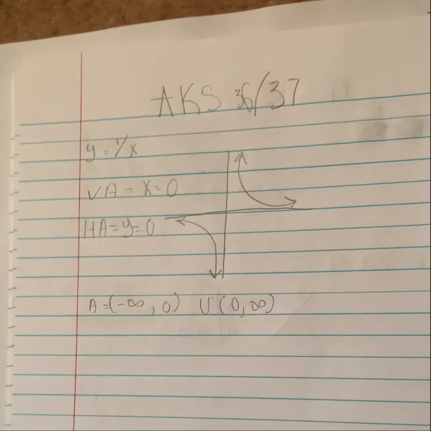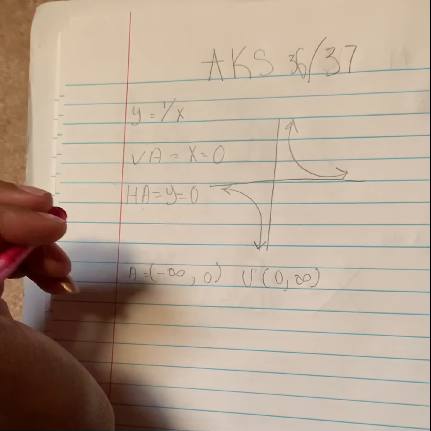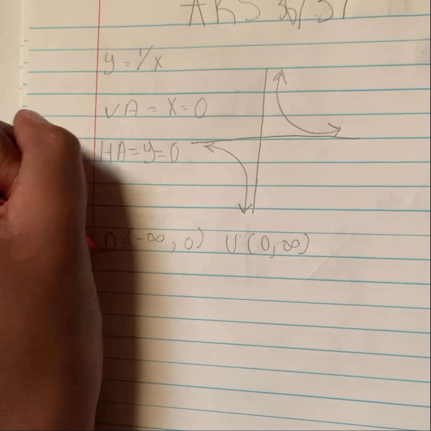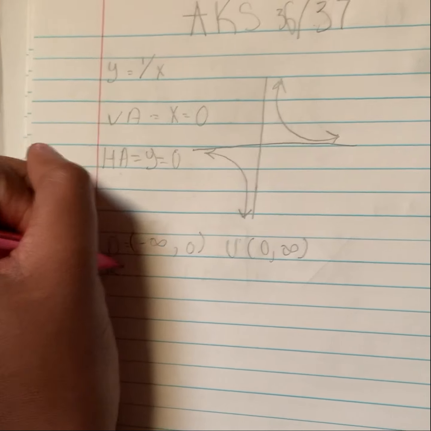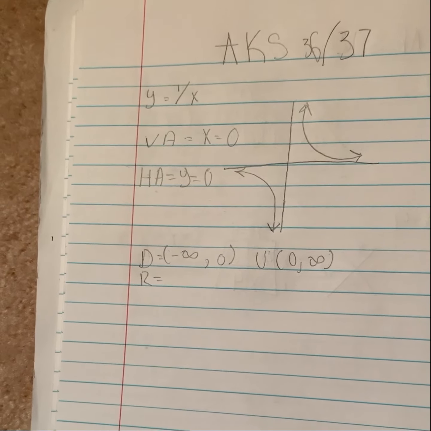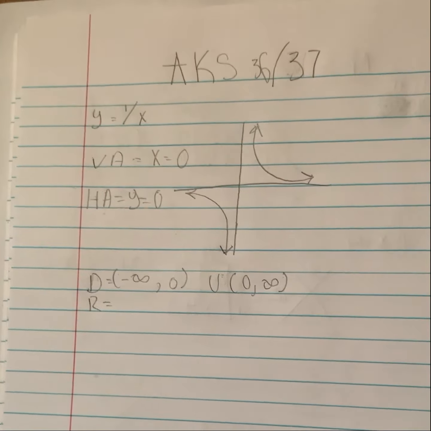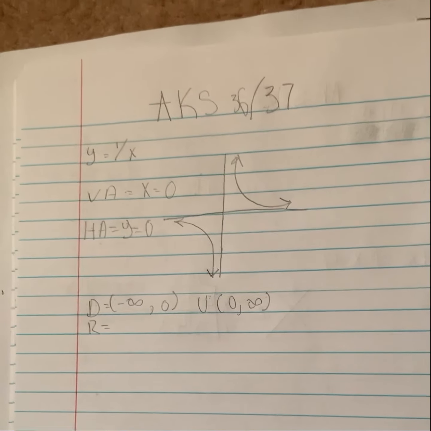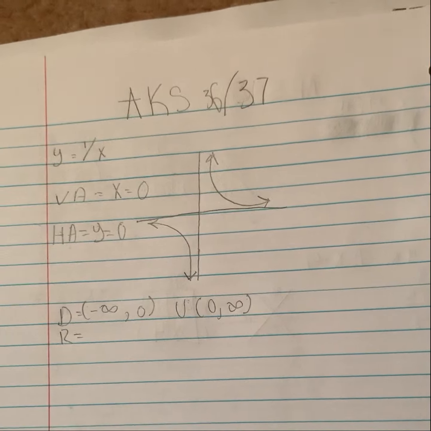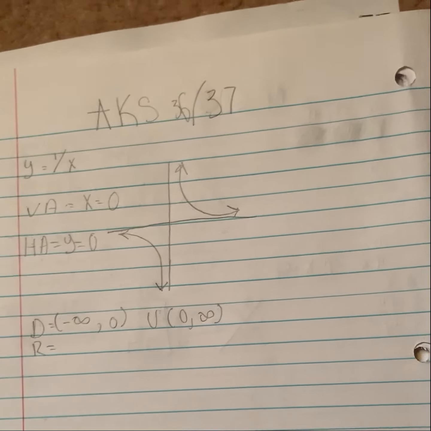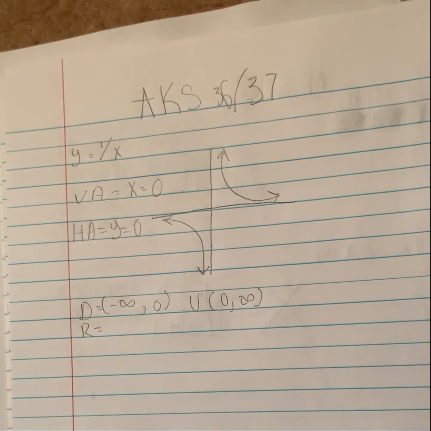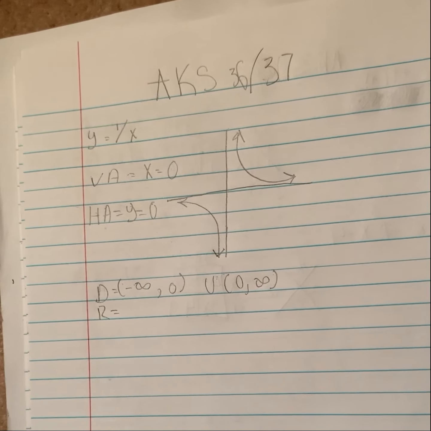Now for range, oh, this is our domain. Sorry. What did I put? This is our domain. Now for a range, we need to remove the horizontal asymptotes and the y values of any holes that we have. But we don't have any holes in this equation. So the lowest y value is negative infinity, and the highest is infinity.